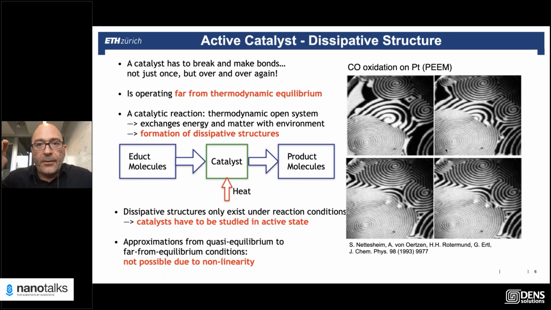They studied CO oxidation on single crystal platinum surfaces with photoemission electron microscopy. So they are sensitive to changes in the work function due to different species on the surface. And what they saw is reaction fronts propagating outwards, where adsorbates are reacted off and the work function changes. So this is beautiful dissipative structures.